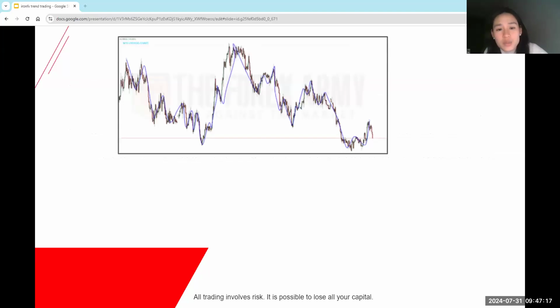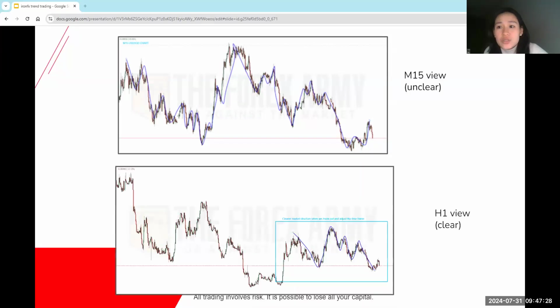Here's an example of an unclear market structure from your 15-minute time frame. It's quite messy, and there is no clear movement in price. When we change to the 1 hour time frame, you can see it's a much clearer price movement.